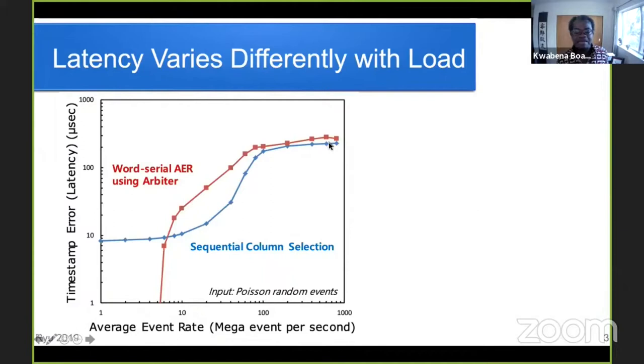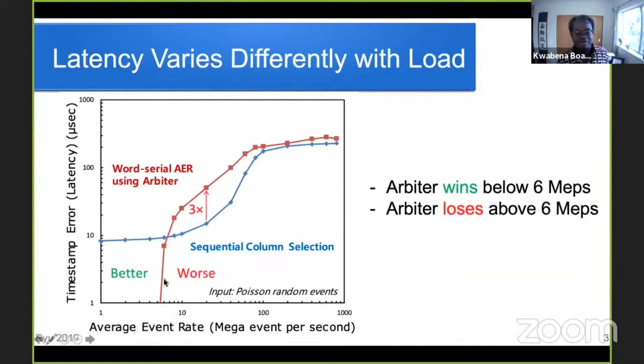But you can see in this, for very sparse activity below 6 million events per second, the arbiter, you can't even measure its latency. The latency is really short here, so it's better. Then it crosses over to where the scanner is better, above 6 million events per second, and it could be three times worse. This is coming from the fact that it's not exactly a scanner. It may go up one or two levels before it comes back down to pick the next one, so there's a little bit of overhead here.